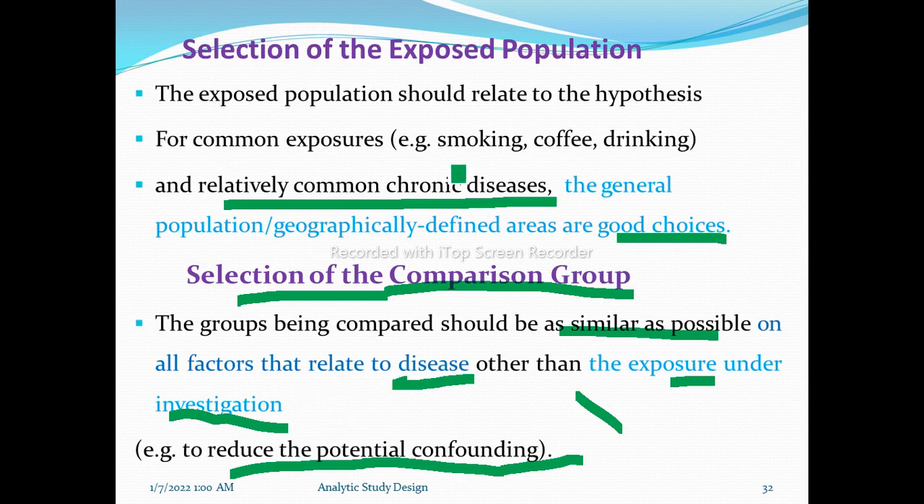For instance, if our study is on smoker and non-smoker exposures, but the outcome is lung cancer or not, exposed individuals will be selected and non-exposed individuals will be selected. Except smoking, all other characteristics should be similar. So except for the exposure under investigation or exposure of interest, all factors that relate to the disease should be similar between the two groups, exposed and non-exposed, in order to reduce potential confounding.